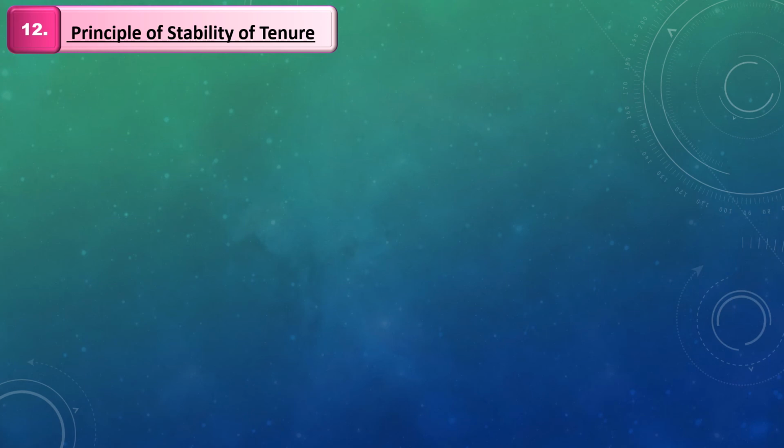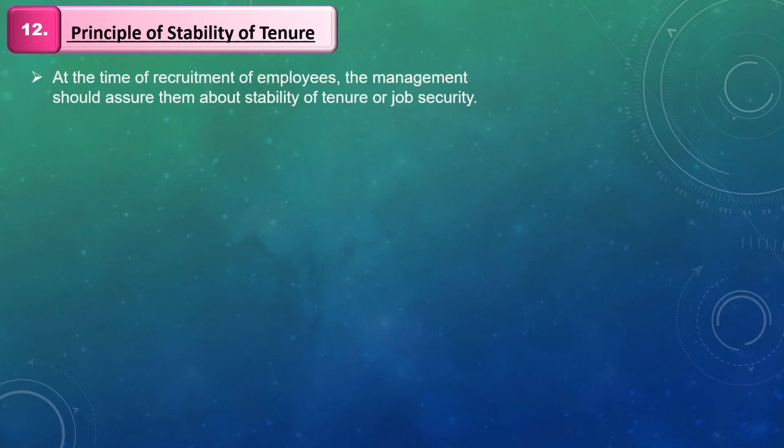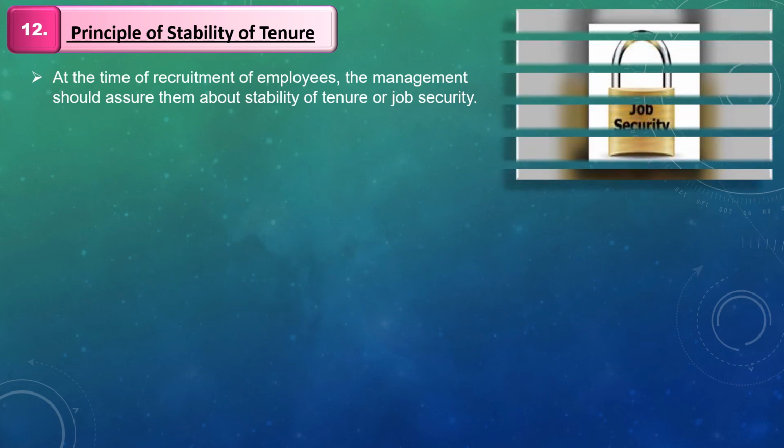Stability means no frequent change. Employees should be retained in the organization for a longer time. Job security should be provided to employees. See, at the time of recruitment of employees, the management should assure them about stability of tenure or job security.